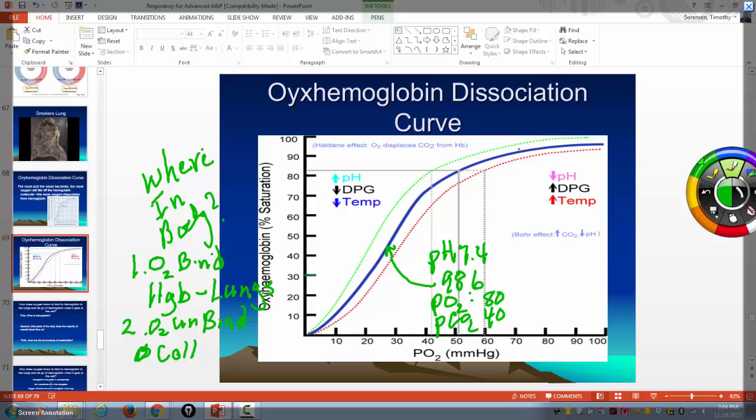This represents the oxyhemoglobin dissociation curve. So these are the normal conditions. These are the homeostatic conditions. So along the x-axis, you have the PO2. And PO2 is simply the amount of oxygen dissolved in the plasma of the blood.